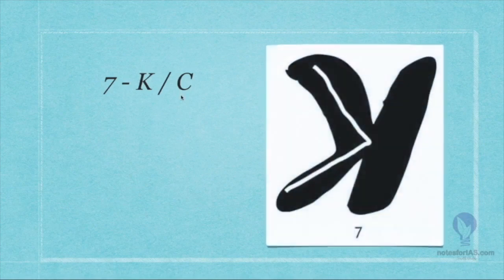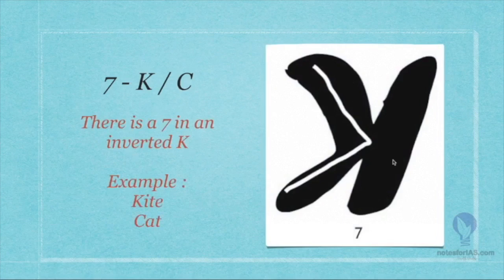The next number is 7, and the sound for it is ka. You can see that we have written K and C here. Please remember that we are not using those words in which C sounds as sa. But there are many words where C sounds as a hard K, like cat. The learning aid for it is this: there is a 7 in an inverted K. So this is a K which has been inverted, and you can see there is a 7 in it.